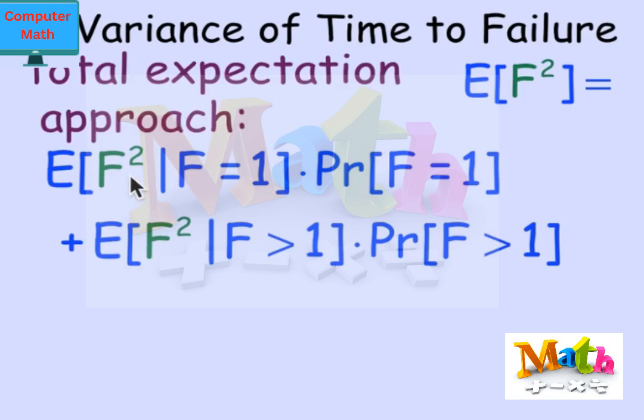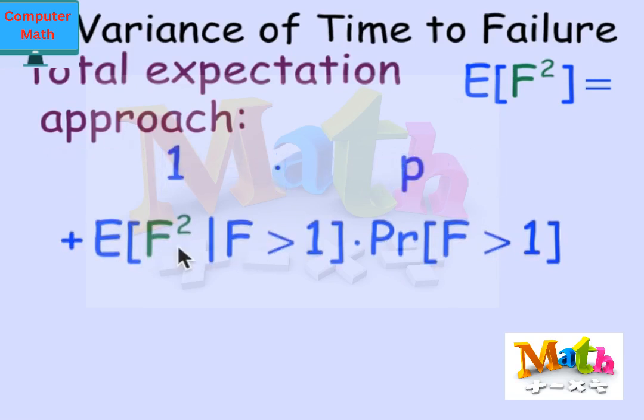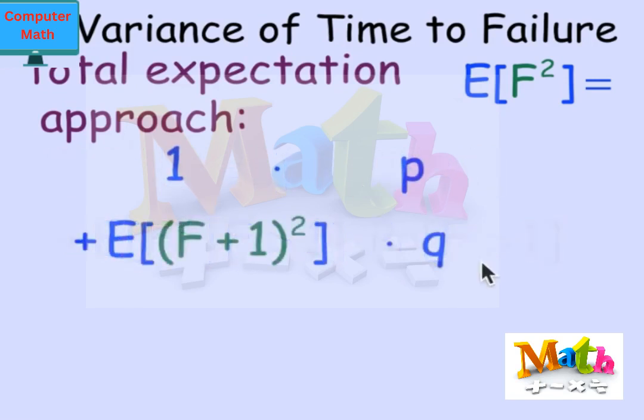So f is 1, 2, 3, and so on. That means f squared is 1, 4, 9, k squared. The point being that the only values that f squared can take are squares, so we don't have to worry about counting them in the sum that defines the expectation. So let's go look at that.